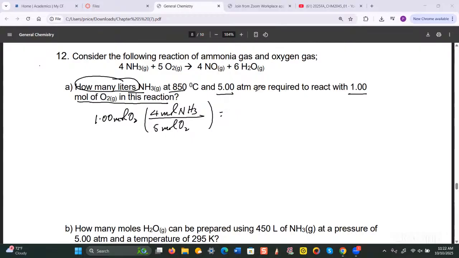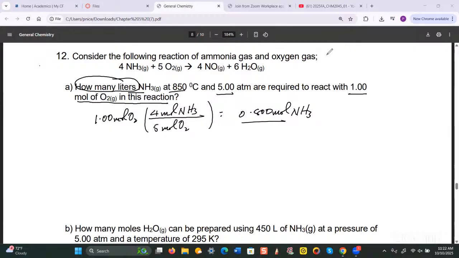All right, so let me get my calculator here. I can tell you what this is going to be equal to: 0.800 moles of ammonia. All right? Okay, very good. Now that we have the moles of ammonia, what's the next step? Can't we just plug it into the combined gas law? Exactly. Not the combined gas law, I'm sorry.